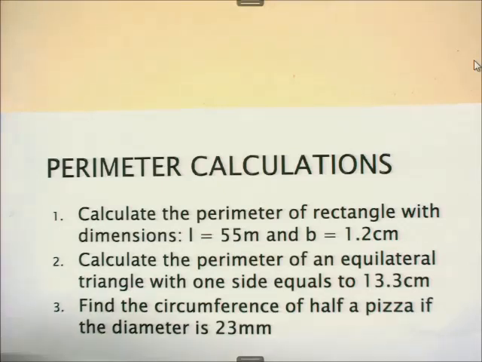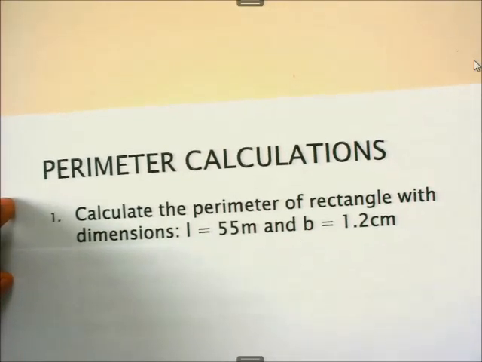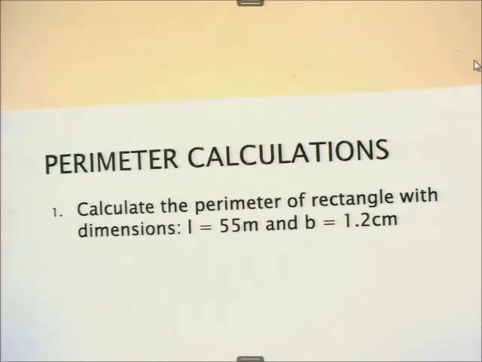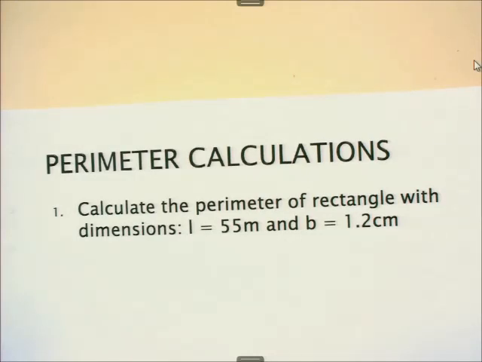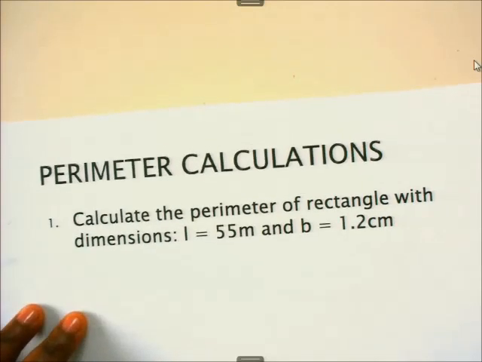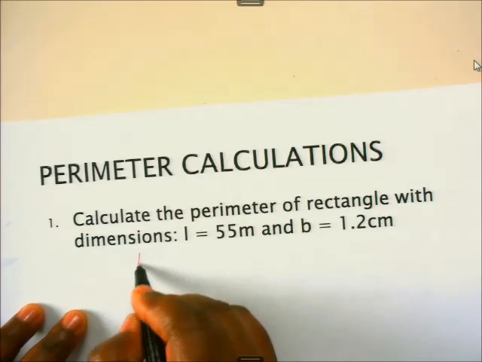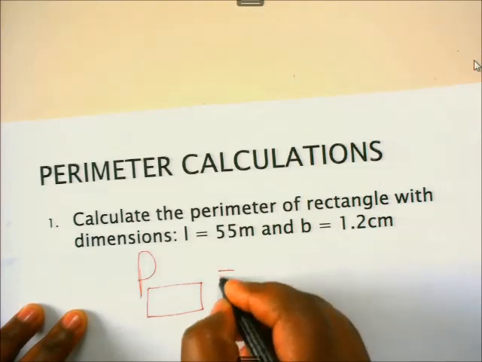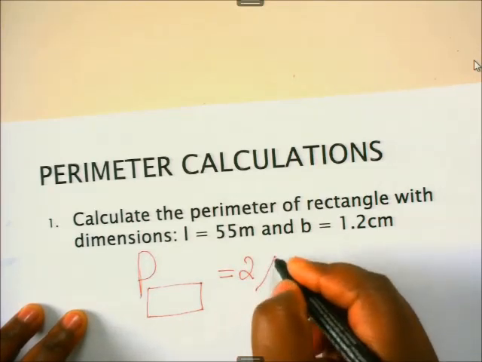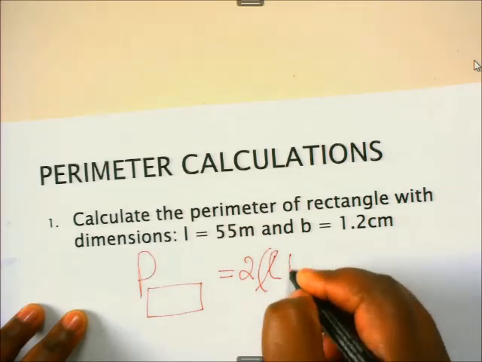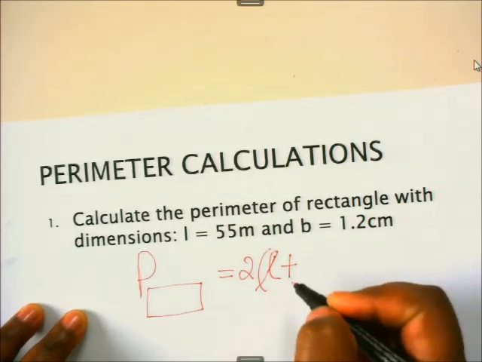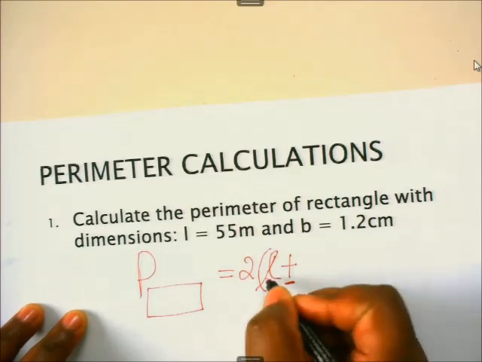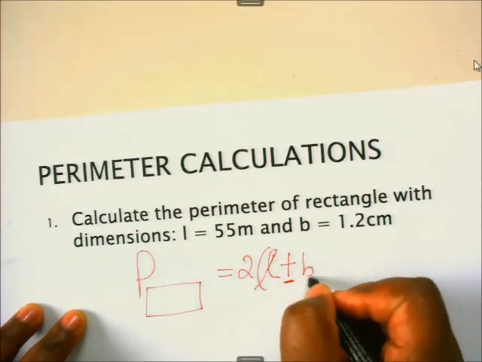This one says, calculate the perimeter of a rectangle with dimensions length equals 55 meters and breadth equals 1,2 centimeters. Already, we've talked about the formulas. If you are to calculate the perimeter of a rectangular shape, you end up with this formula: 2 into length plus breadth. Remember, you don't write times here. You write length plus breadth.